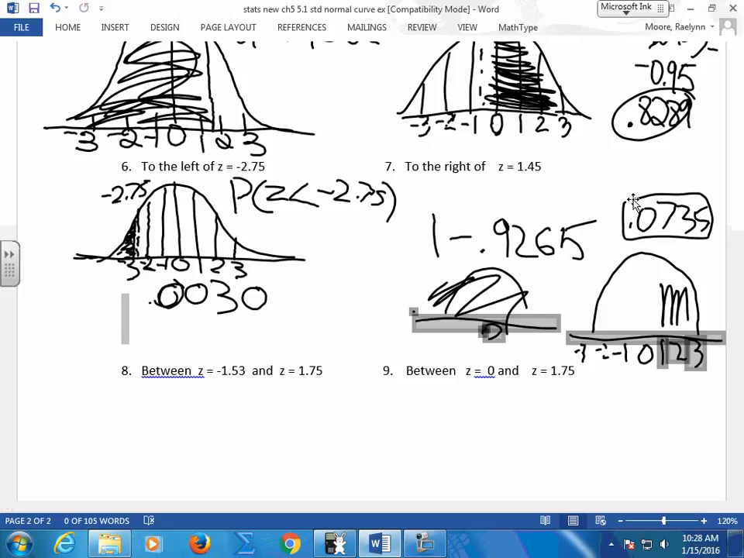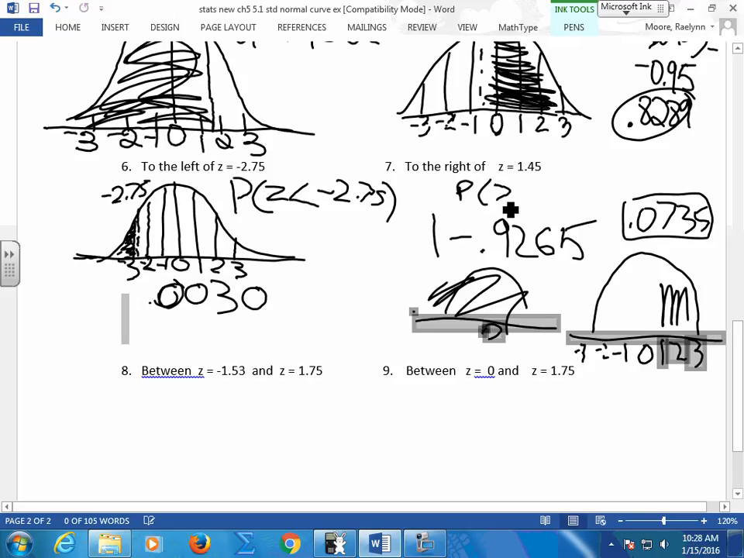So, right. He shaded to the right. He knew when he looked up this answer that this couldn't possibly be the answer, so he subtracted it from 1. So, probability statement: Z is greater than 1.45. What is the probability that my area under the curve for this z-score, what is my area under the curve for this z-score?